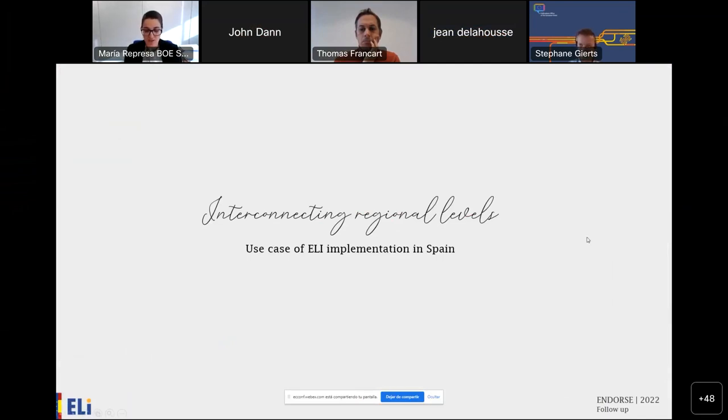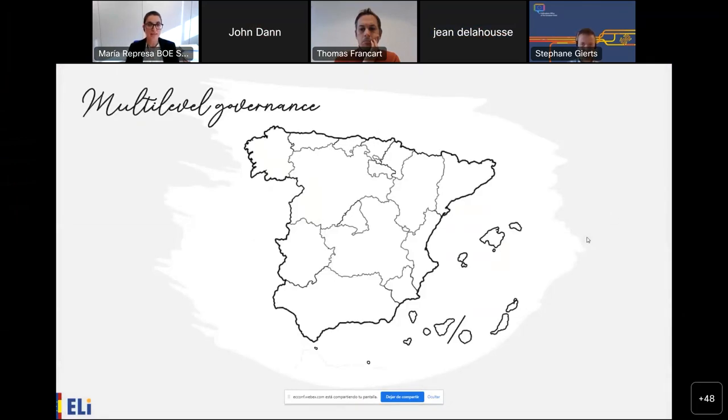As I told you, I'm going to show you our starting point. This is Spain. There are 17 regions or autonomous communities, as we call them, all of them with the right to autonomy and self-government. So each autonomous community has a parliament and a government of its own and legislative and regulatory powers. It is a really decentralized country with a multi-level governance, quite similar to a federal state.